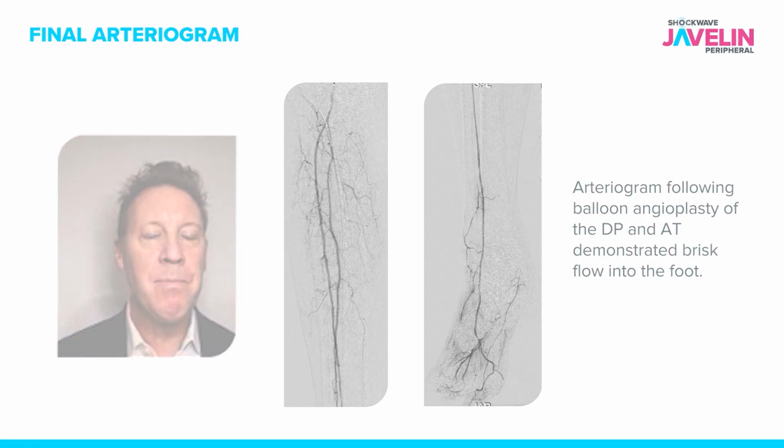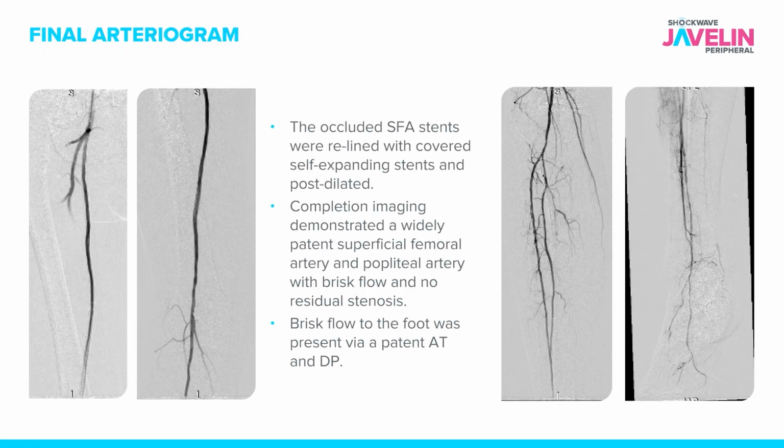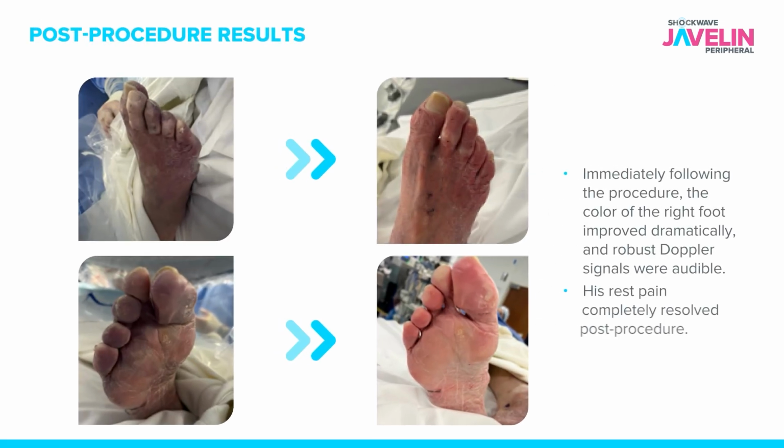looking at pre-treatment. The previously occluded superficial femoral artery stents were treated with self-expanding stents, and the completion arteriogram demonstrated brisk flow throughout the right lower extremity and significantly improved flow into the foot through the anterior tibial artery and dorsalis pedis artery.